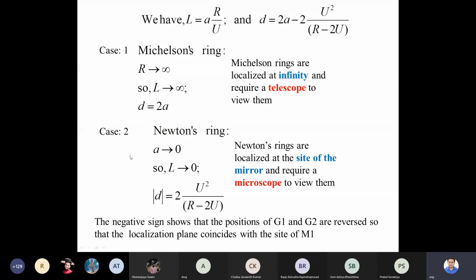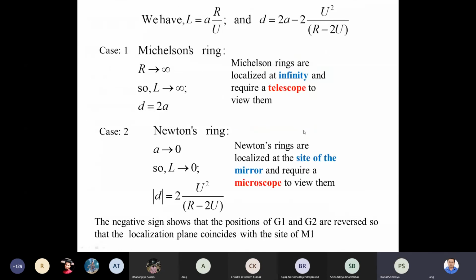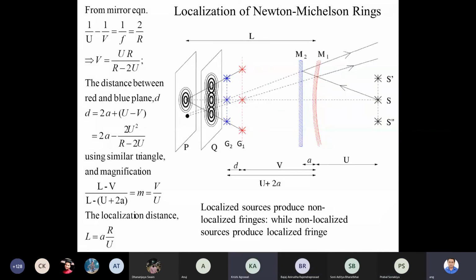Now, in case of Newton ring, come back to here. Telescope or microscope. Sir, the image is at infinity. Yes. So in case of Newton ring, this distance is 0.